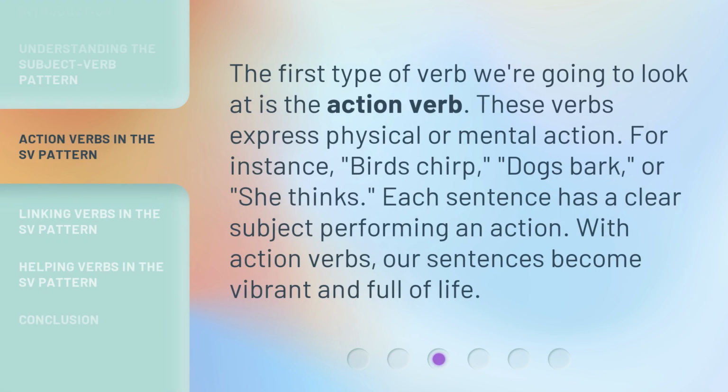The first type of verb we're going to look at is the action verb. These verbs express physical or mental action. For instance, birds chirp, dogs bark, or she thinks. Each sentence has a clear subject performing an action. With action verbs, our sentences become vibrant and full of life.